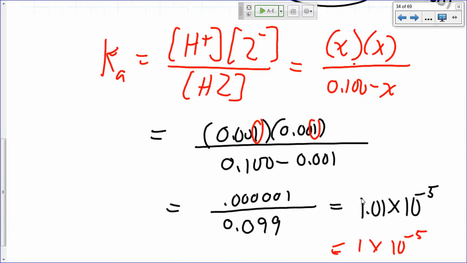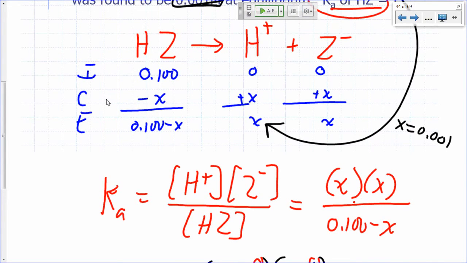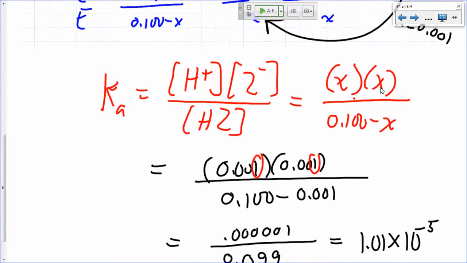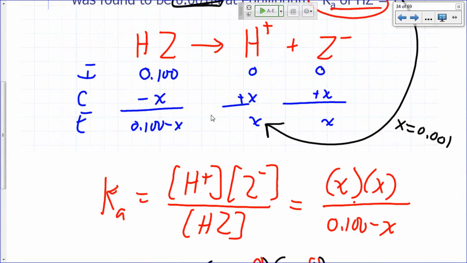That's your Ka. So you can just use your stoichiometry. You set up an ICE table, figure out the final concentration. If you know one of these final concentrations, you can figure out the others. So what's the final concentration of H plus? It's X, right? Z minus is X. HZ is 0.1 minus X.